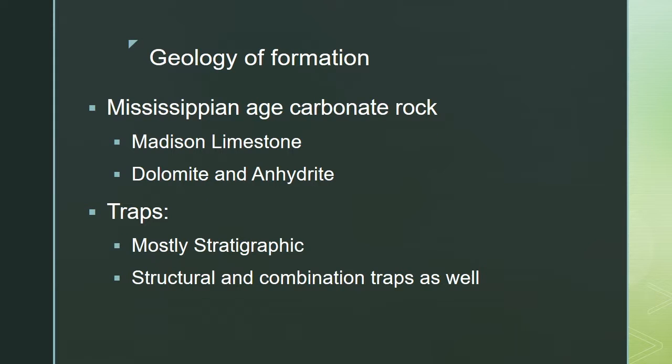The productive formation of this reservoir is a Mississippian age carbonate rock that is mainly composed of Madison limestone, some dolomite and anhydrites. Hydrocarbon accumulations are mostly in stratigraphic traps with some structural and combination traps.